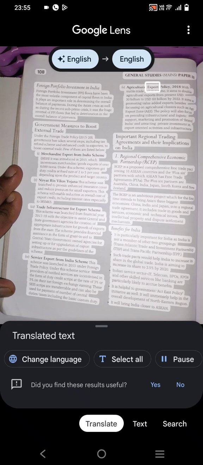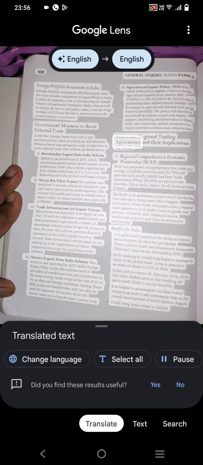V. Agricultural Export Policy, 2018. With stable trade policy regime, it aims to double agricultural exports from present $30 billion United States dollars to $60 billion United States dollars by 2022. It aims at promoting value-added exports besides focusing on agricultural clusters. The policy will also focus on providing infrastructural and logistic support, marketing and promotion of brand India and attracting private investment in export-oriented activities and infrastructure.